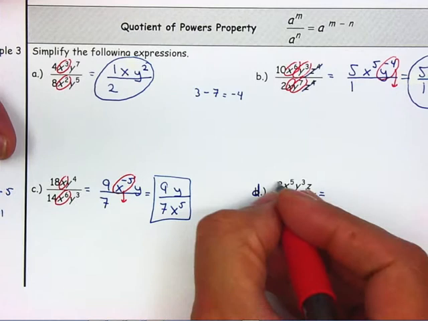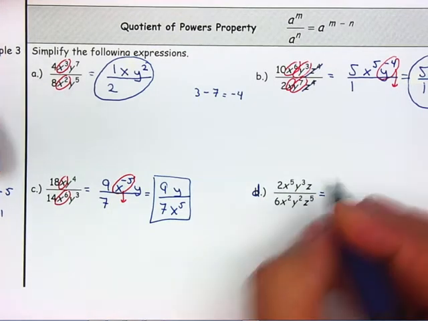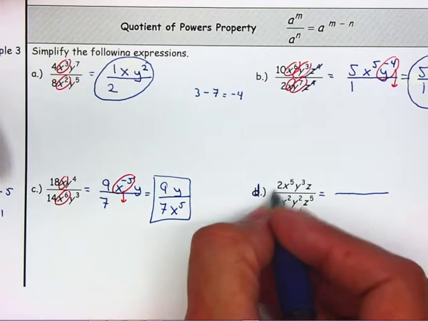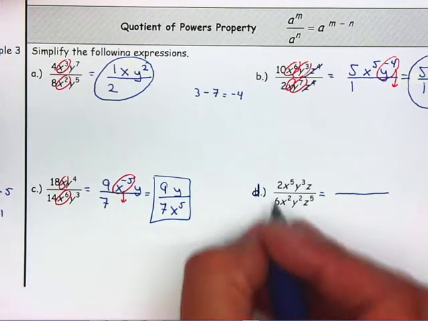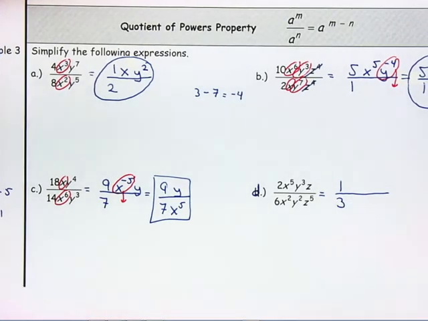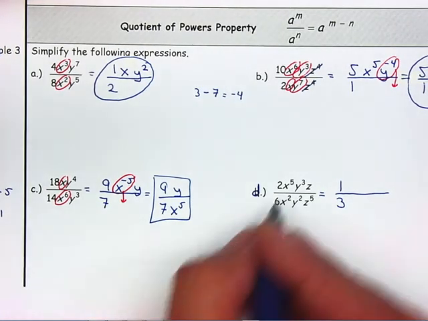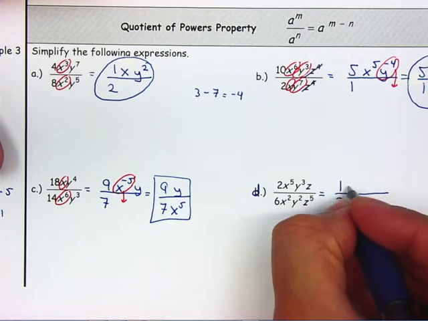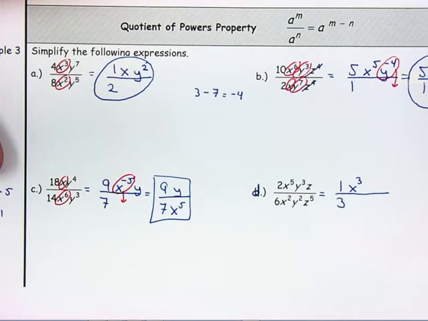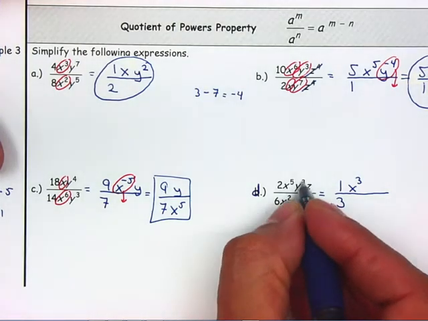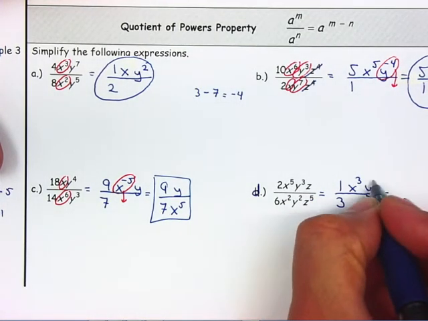First, I must simplify my coefficients. So one number divides 2 that also divides 6. I'm going to divide by 2, gives me 1. I'm going to divide by 2, gives me 3. I must simplify my x's. So let's see, I have 5 minus 2. 5 minus 2 will give me a 3. 3 minus 2 for the y. So 3 minus 2 will give us a 1, or just y.